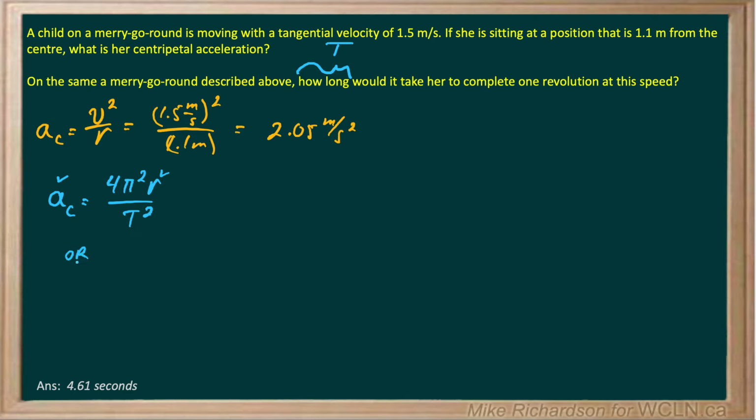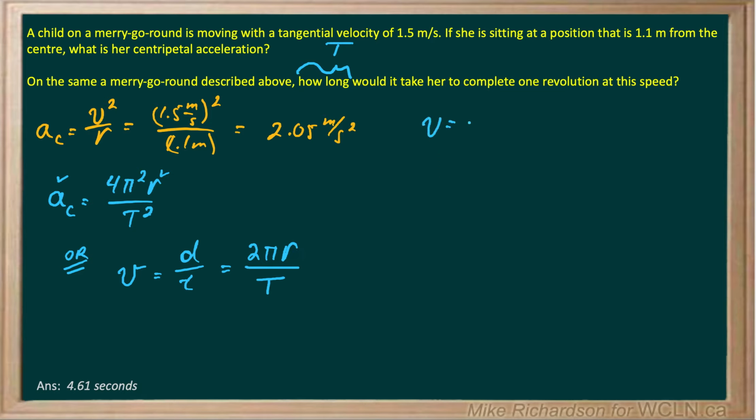Or I can keep it a little bit simpler and say that my tangential velocity is simply the distance divided by the time. And the distance once around the circle is the circumference, which is 2 pi r. So that's the length, the path length that person will travel when they go around once. And the time it takes to go around once is, by definition, the period of motion. It's a simpler equation, so I'm going to use the second one.